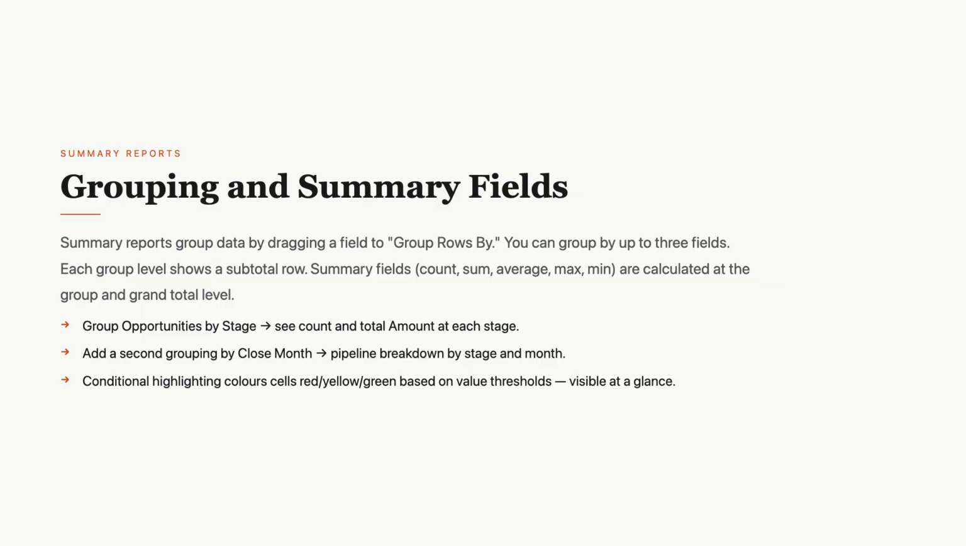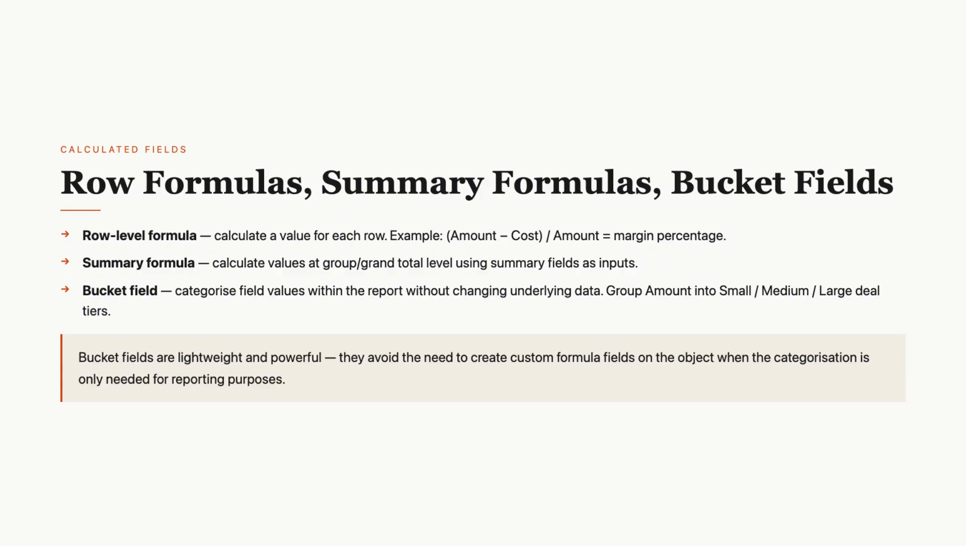Filters scope which records appear in the report. Standard filters at the top of every report. Date range filters by a date field on the primary object. Show all records, my team's records, etc. Field level filters add conditions. Stage equals closed won, close date in this quarter, amount greater than 10,000. Multiple conditions use and logic by default. You can change this to or using advanced filter logic.